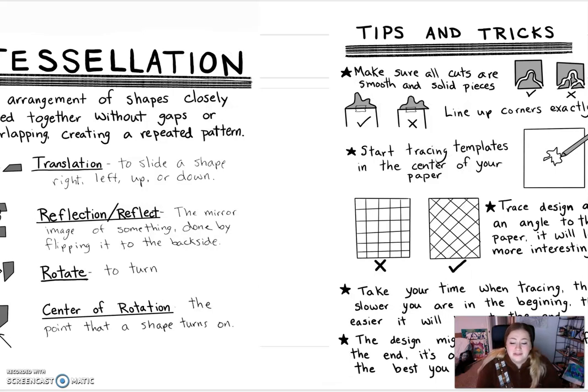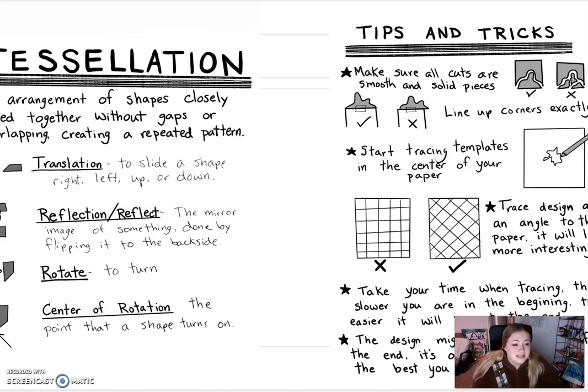So in these handouts, I start off with kind of a cover page that talks about the vocabulary that we're going to use. So a tessellation is an arrangement of shapes closely fitted together without gaps or overlapping, creating a repeated pattern. So these 4 terms here, these are terms that you should recognize from your math class. If you were in 8th grade math back in chapter 2, you learned about this. So we have translation, reflection, rotate, and center of rotation. We're going to be using those terms in this project. So it ties back into math perfectly.